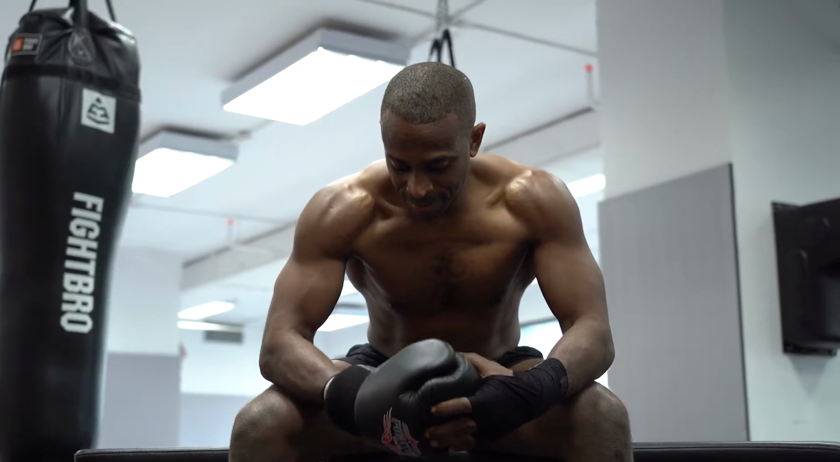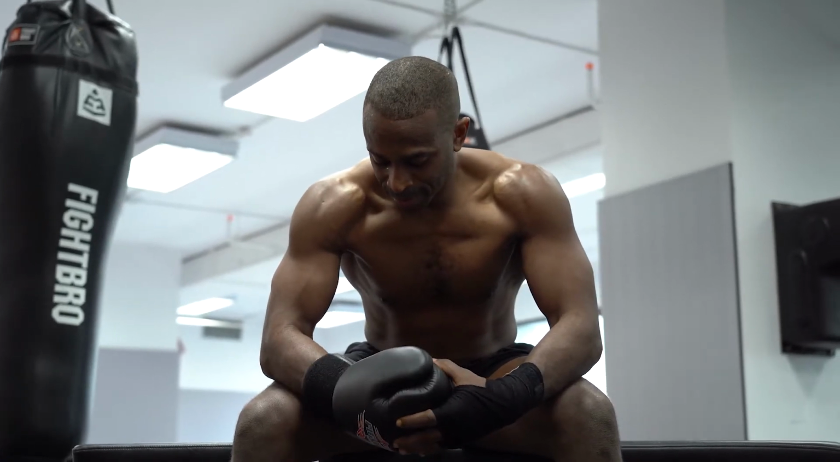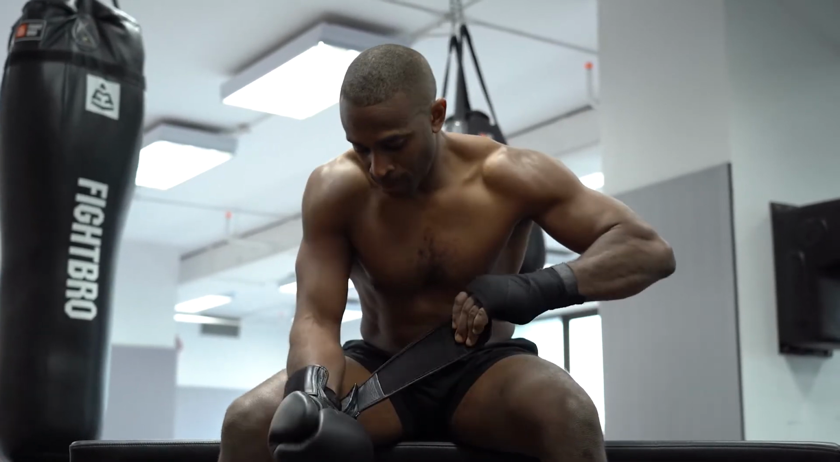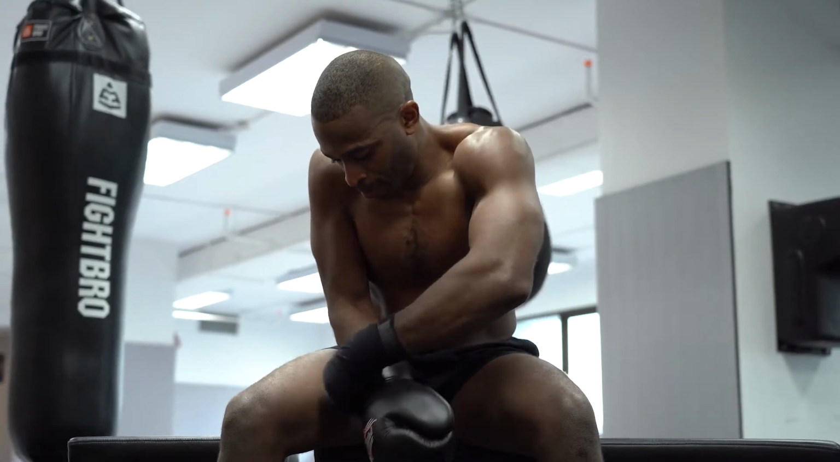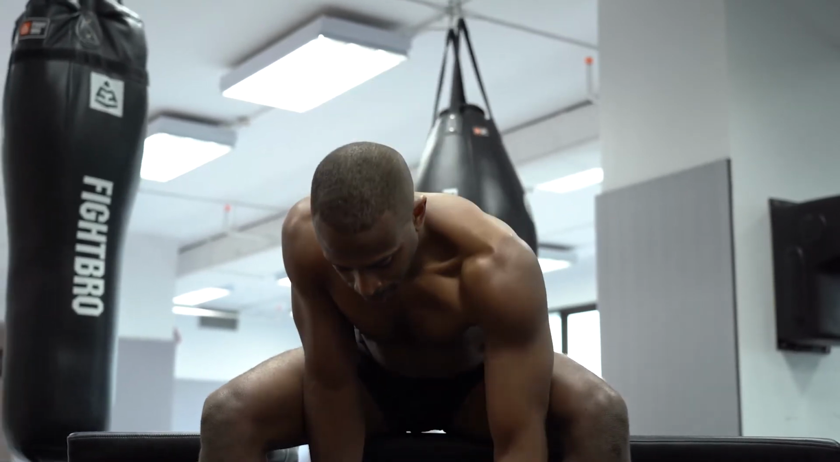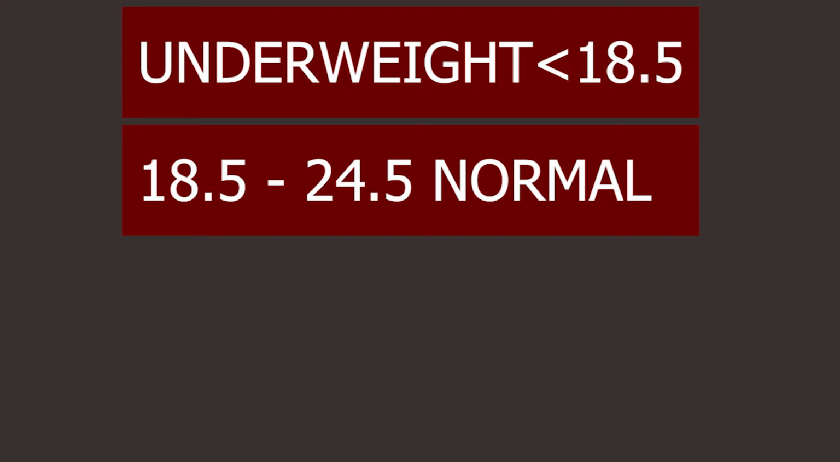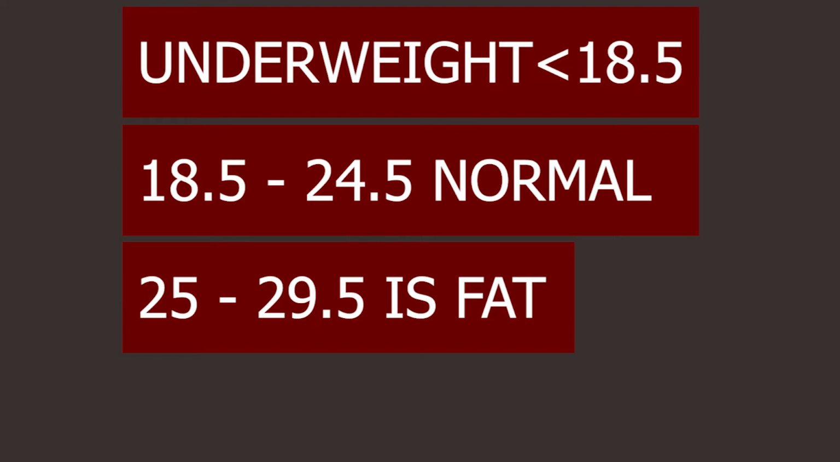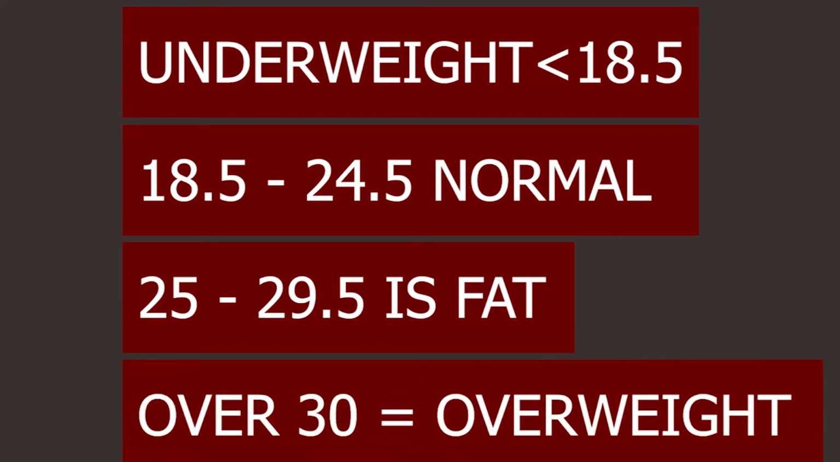People 20 years old and above can check their BMI according to the following weight classifications. These are the same for men and women of all ages and body types. Below 18.5 is underweight. 18.5 to 24.5 is normal. 25 to 29.5 is fat. Over 30 is overweight.